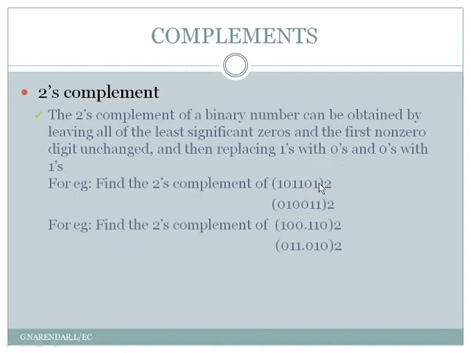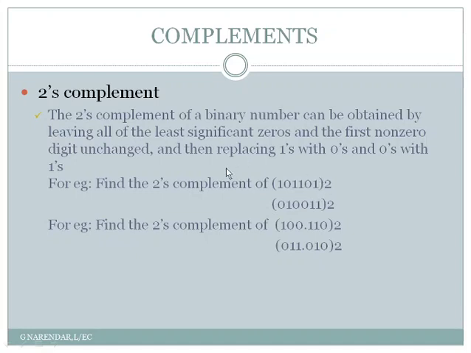To the left of this first non-zero digit, whatever bits you find, replace 1 with 0, 0 with 1, 1 with 0, 0 with 1, and 1 with 0, 1 with 0, and 0 with 1. So this is how, and this 0 1 0 0 1 1 is the two's complement of the given binary number 1 0 1 1 0 1.